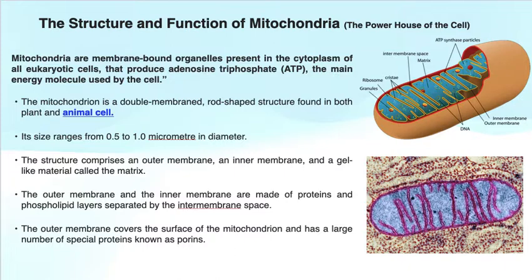The shape is rod-shaped, a structure found in both plant and animal cells. The size ranges from 0.5 to 1.0 micrometer in diameter. The structure comprises an outer membrane, an inner membrane, and a gel-like material called matrix. The outer membrane and inner membrane are made up of proteins and phospholipid layers separated by intermembrane space. The outer membrane covers the surface of the mitochondria and has a large number of specific proteins known as porins.